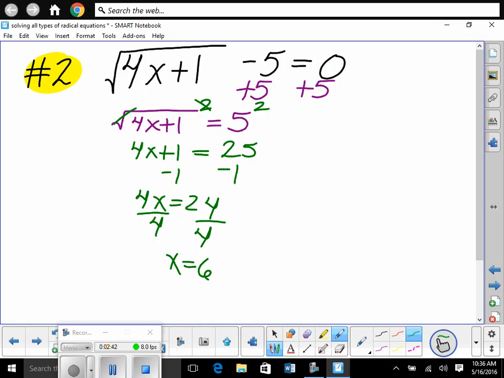Now, we're going to say, okay, that might be our solution. In case it's extraneous, we better check. You have to check in secondary 3. There's just no other options. You plug it back into the original. So we're plugging in 6, right?